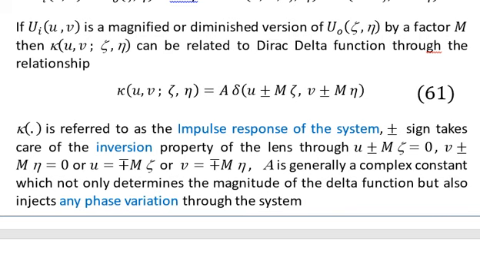So here kappa is actually the impulse response of the system. What is the impulse response? It means that we have at the input an impulse, that is a point source or a delta function, and then we get an image of that, which is referred to as the impulse response of the system. That is, the response of the system to an impulse is called the impulse response, or we can also regard this as the point spread function.